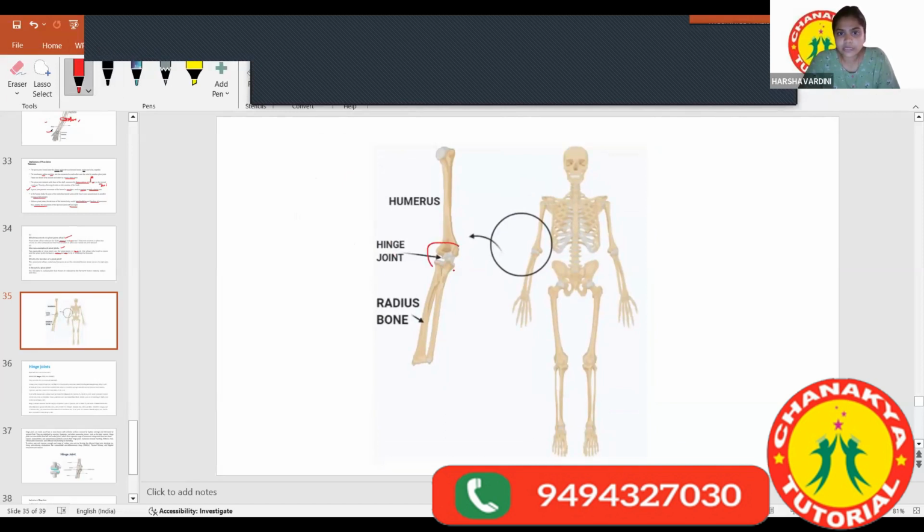Hinge joint is present here, near the elbow. We discussed just now, radius and ulna are present here. So they will make up the wrist here, and here you will have a pivot joint. Yes? Got it?